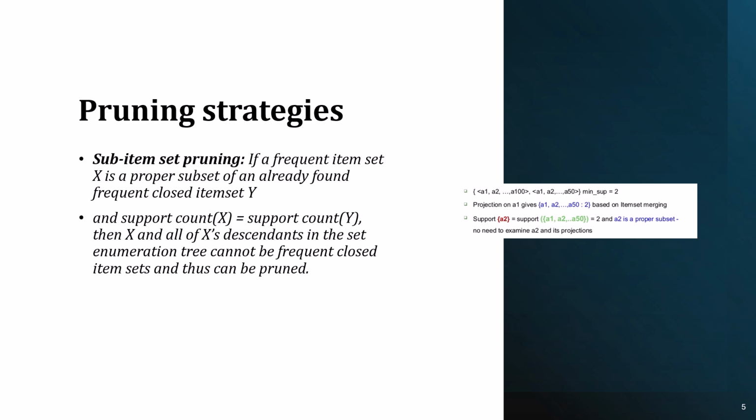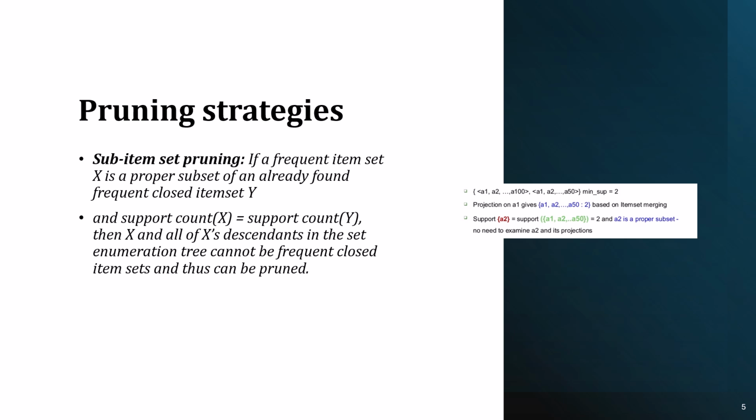As in the problem, suppose a transaction database has only transaction A1 to A100 and another transaction set A1 to A50, and the minimum support count is min_sup equals 2. The projection on the first item A1 gives a frequent item set A1 to A50: 2, based on the item set merging optimization, because the support of A2 equals the support of A1 to A50 equals 2, and A2 is a proper subset of A1 to A50.